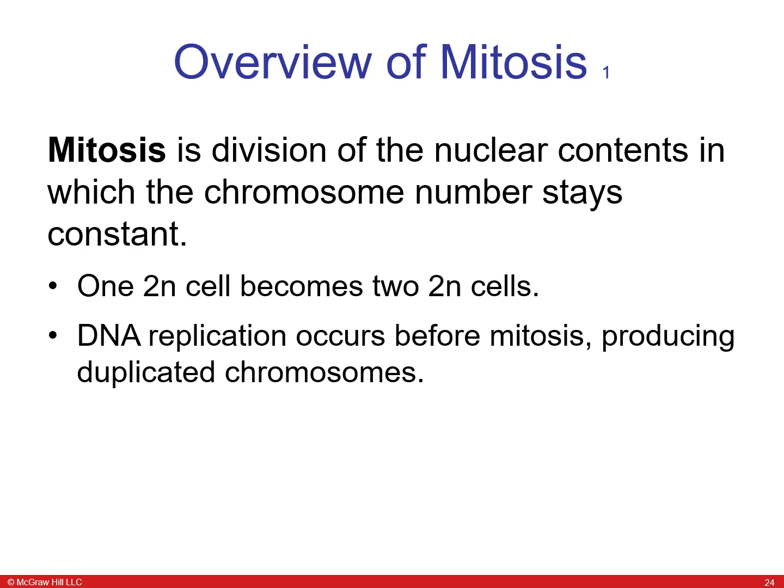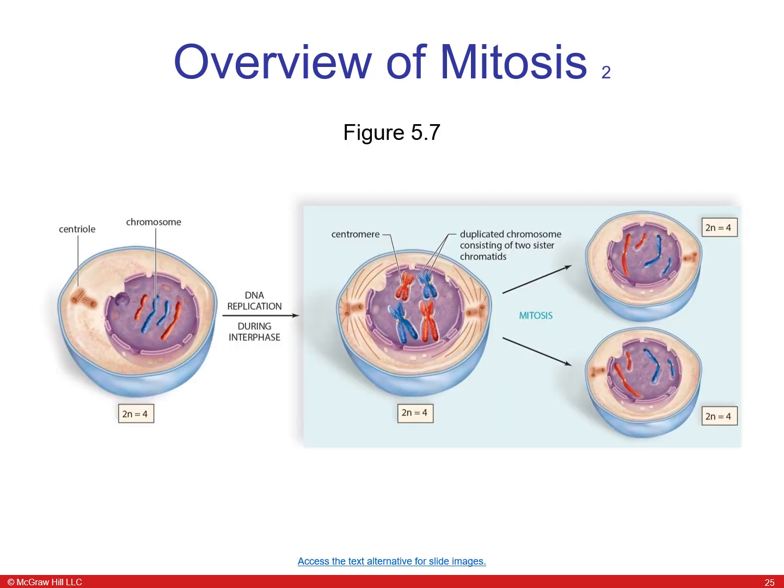Mitosis is a division of the nuclear contents in which the chromosome number stays constant. One 2N cell becomes two 2N cells. DNA replication occurs before mitosis, producing duplicated chromosomes. So here's a brief overview of mitosis. You can see that the chromosomes are duplicated into sister chromatids. They then separate to form two daughter cells.